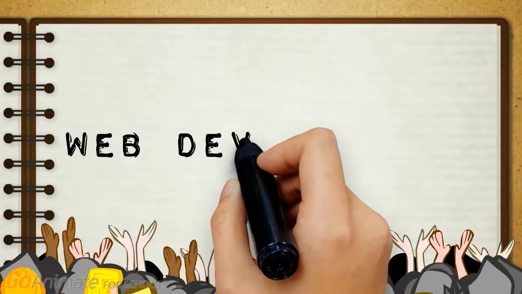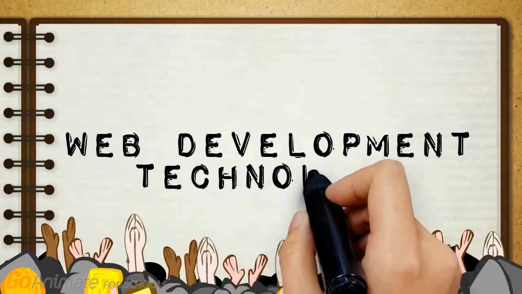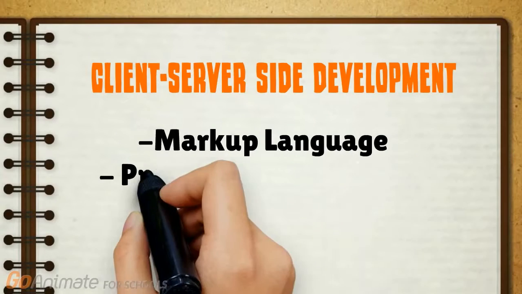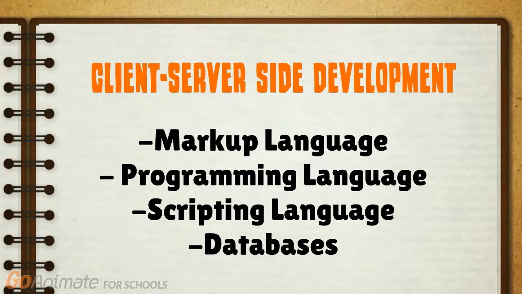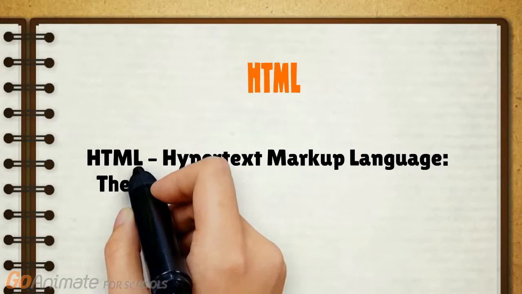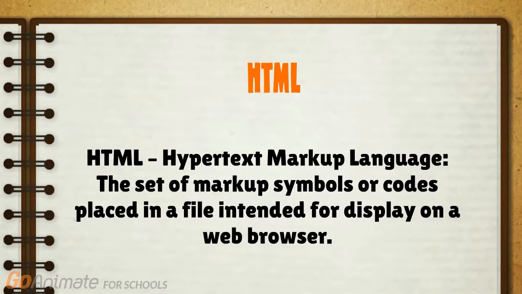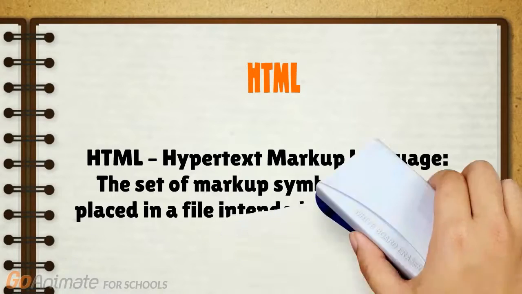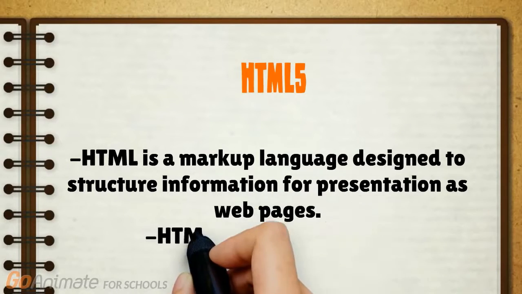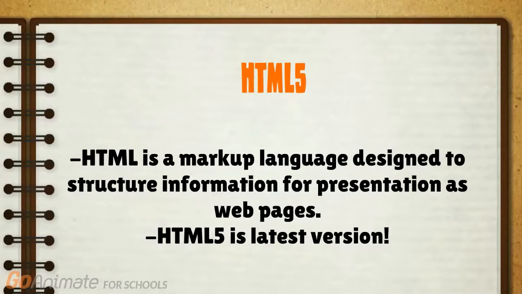Now, it's a good time to learn about web development technology. Client and server-side web development uses markup, programming, scripting languages and databases along with other technologies. We will quickly see a few of them. Let's see common client-side technology. HTML, hypertext markup language, is the set of markup symbols or codes placed in a file intended for display on a web browser. HTML is a markup language designed to structure information for presentation as web pages. HTML5 is the current version and it has changed the game of the web world.